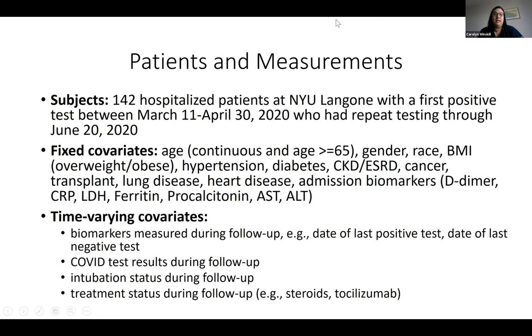And so our data set had 142 hospitalized patients at NYU Langone who first tested positive for COVID between March 11th and April 30th of last year, who had repeat testing up until June 20th. And we looked at many different covariates. So for our fixed covariates, we looked at age, gender, race, BMI, as well as a lot of comorbidities and laboratory biomarkers that were measured at admission. And for our time-varying covariates, we looked at the same biomarkers that were measured at different times during follow-up, meaning during their hospital stay, as well as using their dates of testing and intubation and treatment with drugs such as steroids or tocilizumab as time-varying covariates.